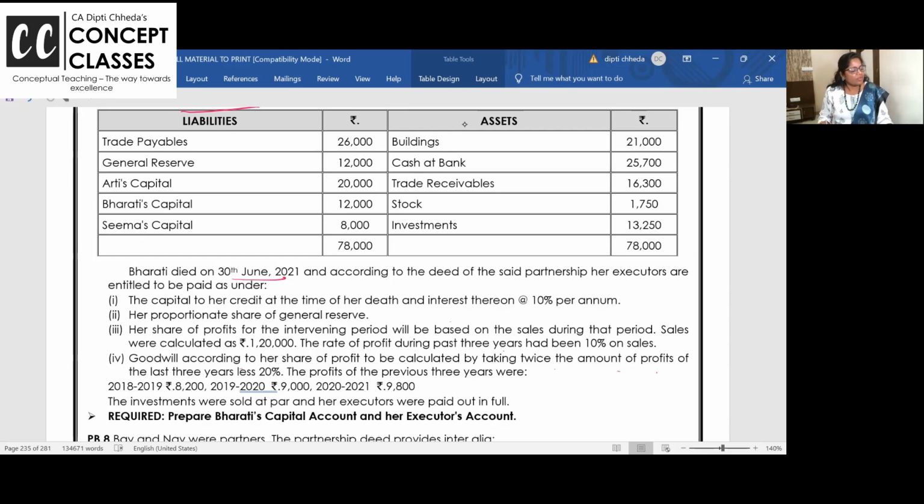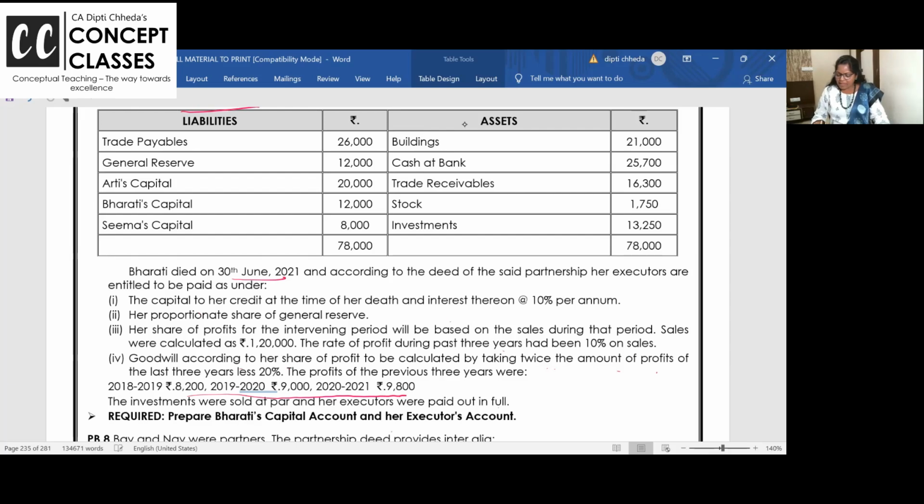Okay. You have to take the average and then less 20%. Twice the amount of the average profit you calculate and then reduce it by 20% to take goodwill. And the last 3 years profit is given to you. Investments were sold at par and her executors were paid out in full. So this time, no interest and all. I told you, I always take tough things, technical things first. Done. Such a huge account we had prepared.